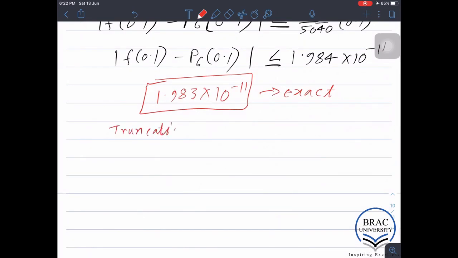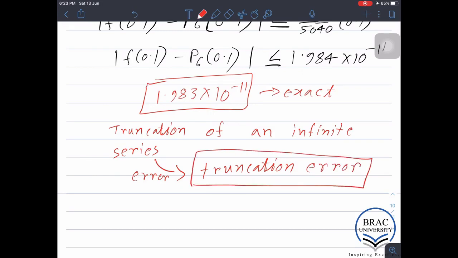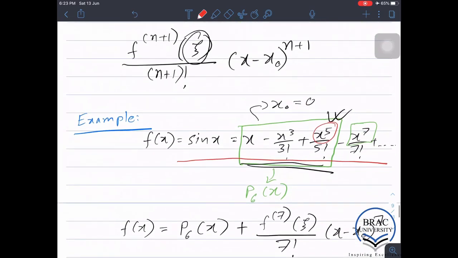Truncation of an infinite series. Okay, and this error is called truncation error. All right, and we will have to face this truncation error along with the rounding error when we are using our computer and doing numerical analysis. I hope you understood everything, and if you have any questions, please ask me.